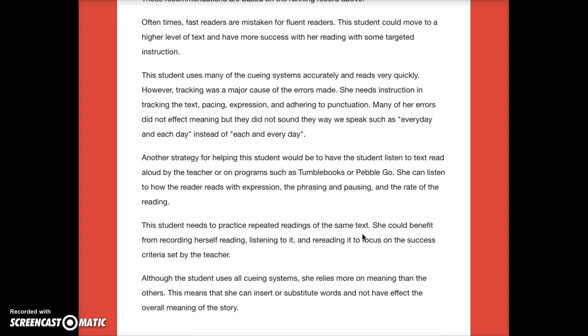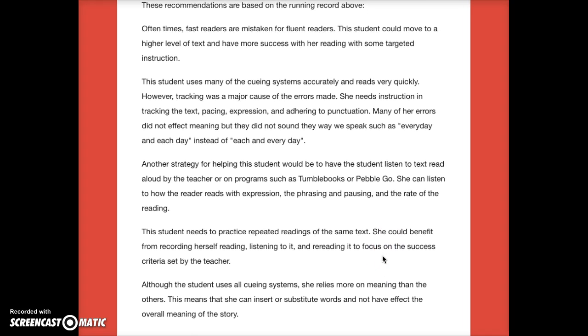So looking at the student, I think helping with tracking and slowing down. Fast readers are often mistaken for fluent readers, but for this student, for example, slowing down would help her a lot to just be more aware of the words that she's reading, like every day and each day versus each and every day. Helping that student to stop and think about, does that sound right? Have I heard that said before? Again, just having the student listen to fluent reading with more expression, phrasing. And with any student, repeated readings and listening to reading is going to be a huge asset in building fluency.